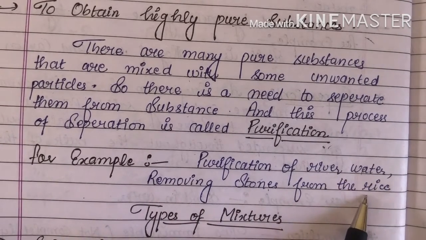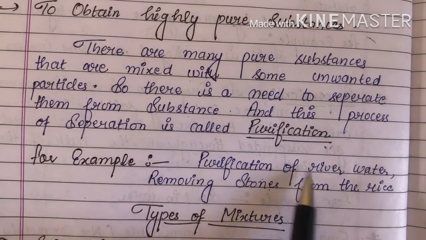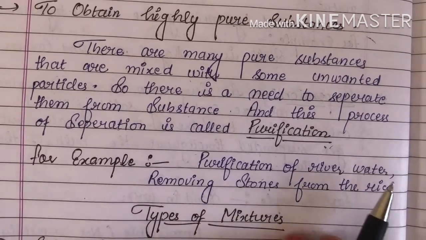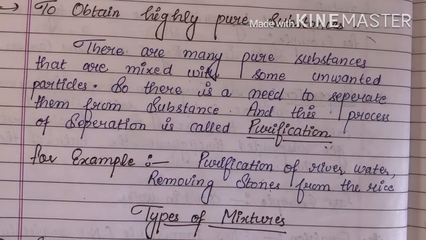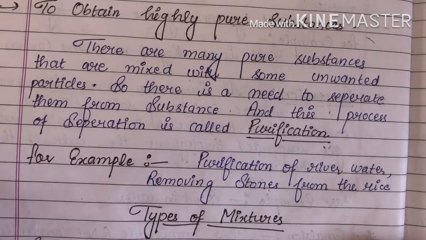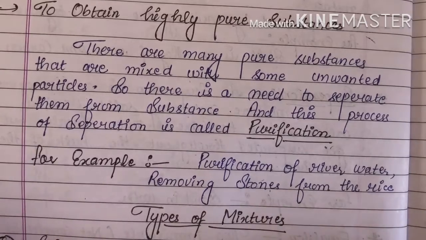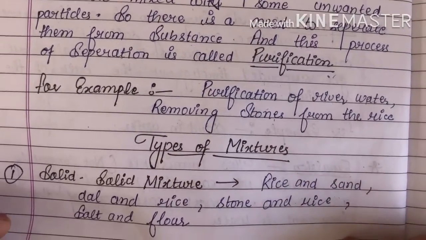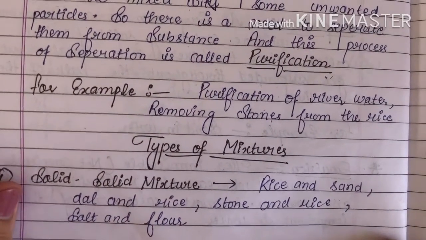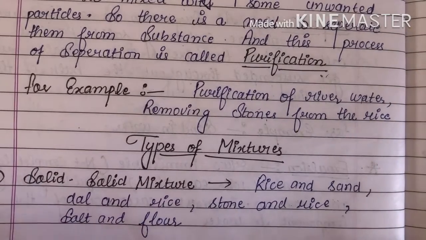Before cooking the rice we have to remove the stones first. After that we have to cook that rice. So we have to separate the mixtures here. Firstly we have to know what types of mixtures there are that we have to separate. So let's see what the types of mixture are. Then accordingly we have to use some techniques to separate these mixtures.